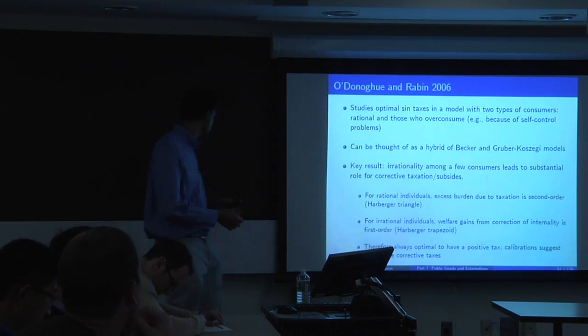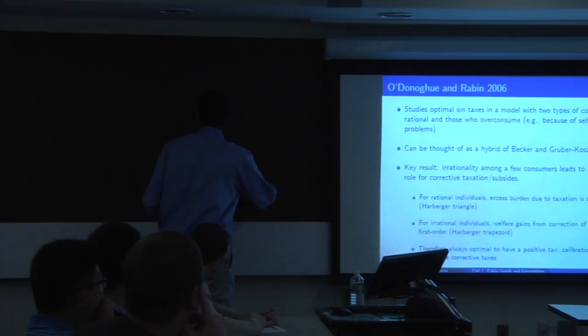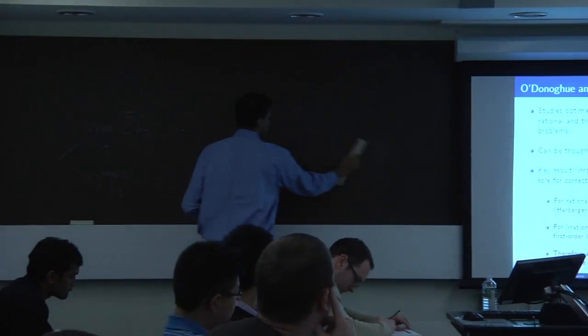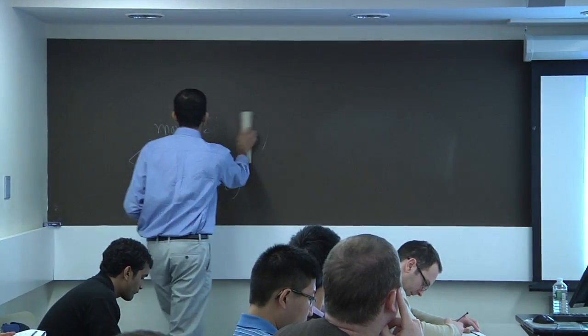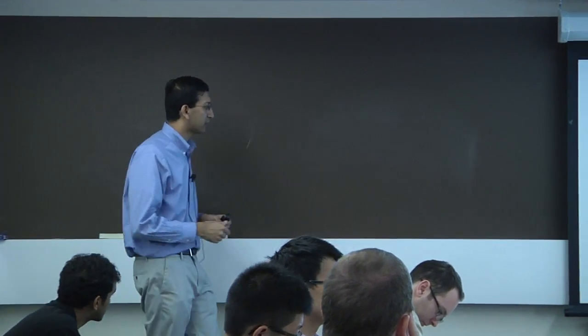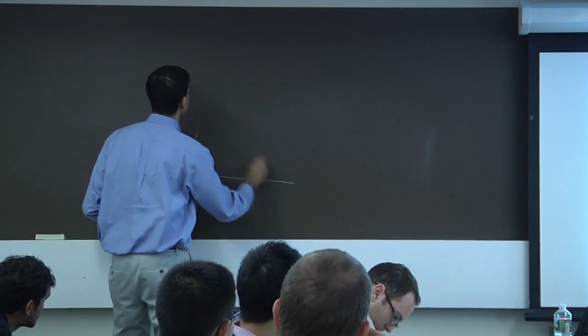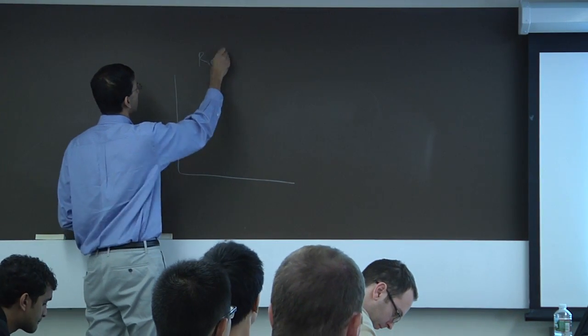So the easiest way to understand that is just with a simple picture. And it again comes back to second order versus first order costs of deviating from the optimum. So let's take the rational guys first. Okay.